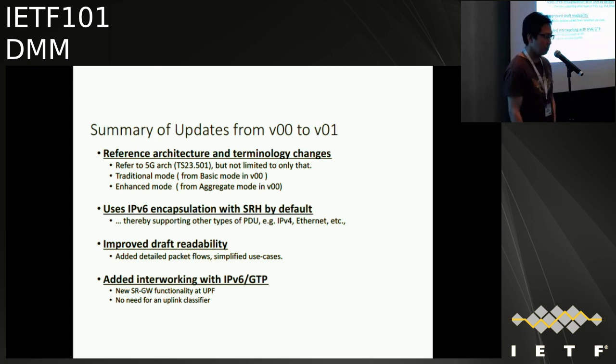Next, use IPv6 encapsulation by default, maybe with the SRH. It thereby supports other types of PDU much more easily: IPv4, Ethernet, or any other kind. And I believe the readability of the draft is dramatically improved. We added very precise packet flow diagrams and pseudocode, and I think it is much better for understanding how SRv6 works for the mobile user plane. And also we cover the interworking scenario with the existing user plane, GTP. In the previous version, we only supported the IPv4 case of GTP, and we added support for the IPv6 GTP case.